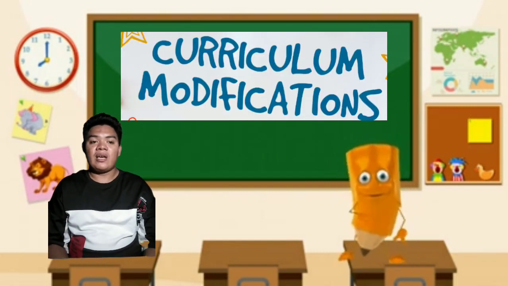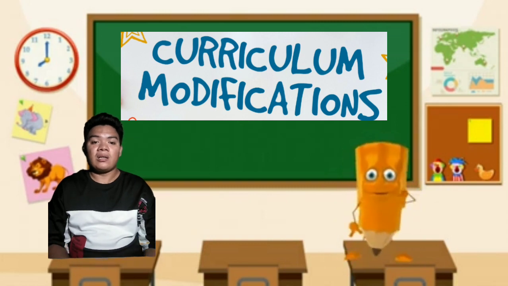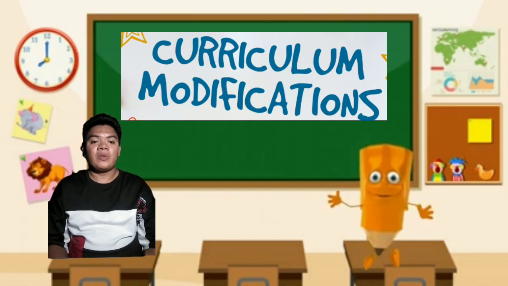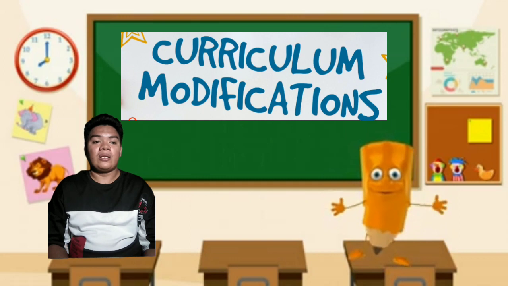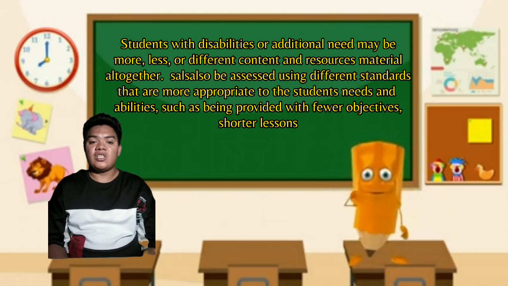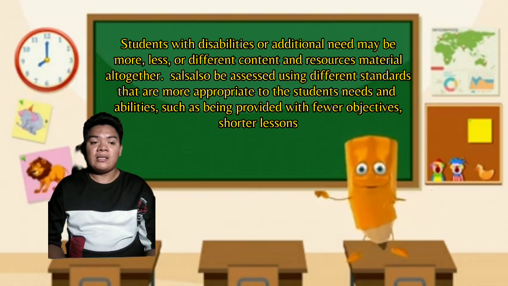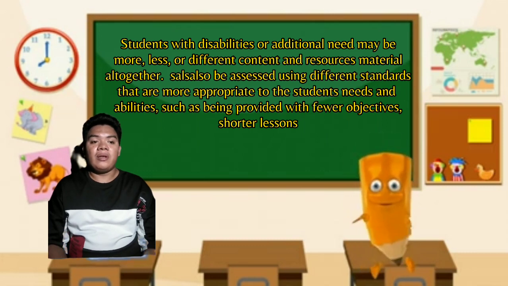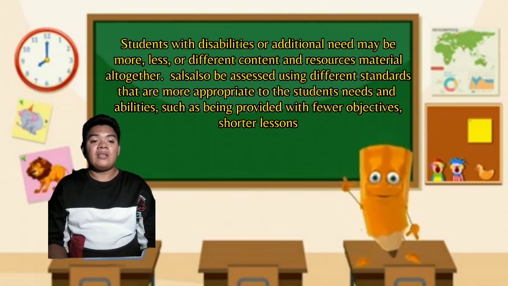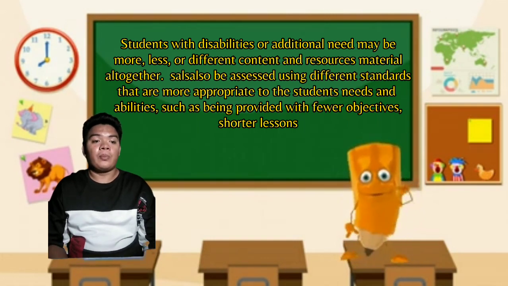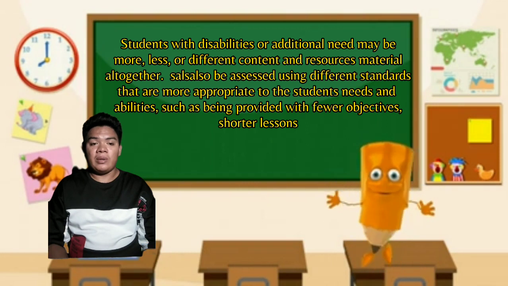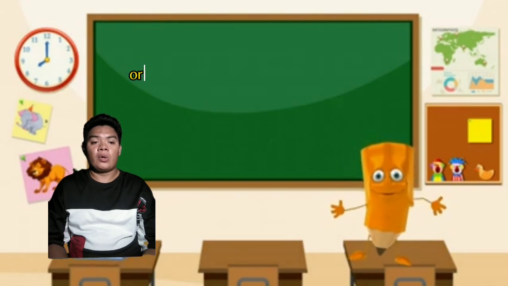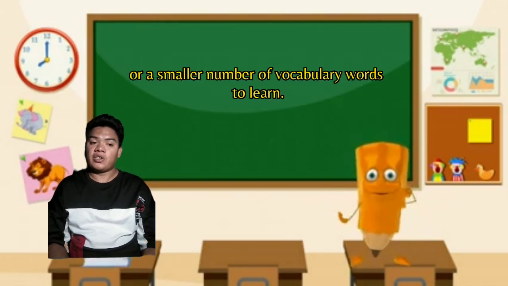So, curricular modification includes changes in instructional level, content, and performance criteria, as well as the breadth and depth of content being learned by students. Students with disabilities or additional needs may be given more or less or different content and resource materials altogether. They may also be assessed using different standards that are more appropriate to the student's needs and abilities, such as being provided with fewer objectives, shorter lessons, or a smaller number of vocabulary words to learn.